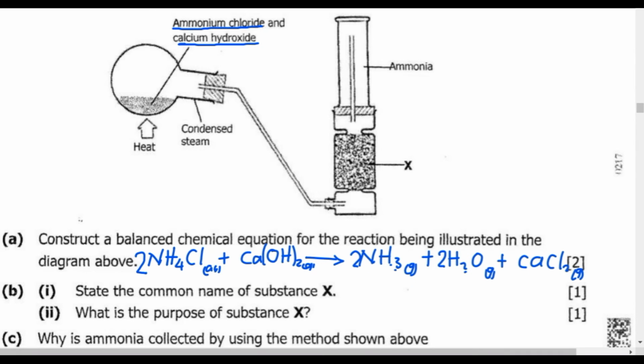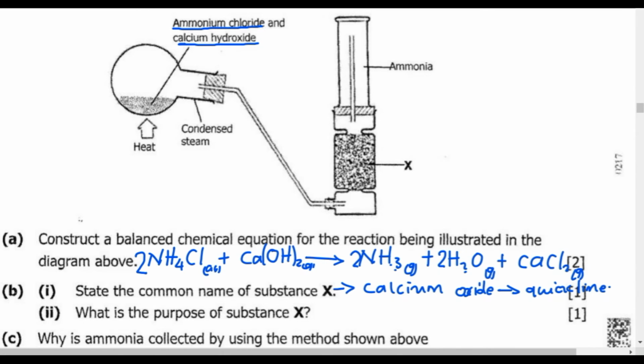Then we go to B1, state the common name of substance X. So this substance X has a role that it plays during the preparation of this ammonia gas. Now the common name is, so first let's give the chemical name, which is calcium oxide. So calcium oxide has the common name of quicklime.